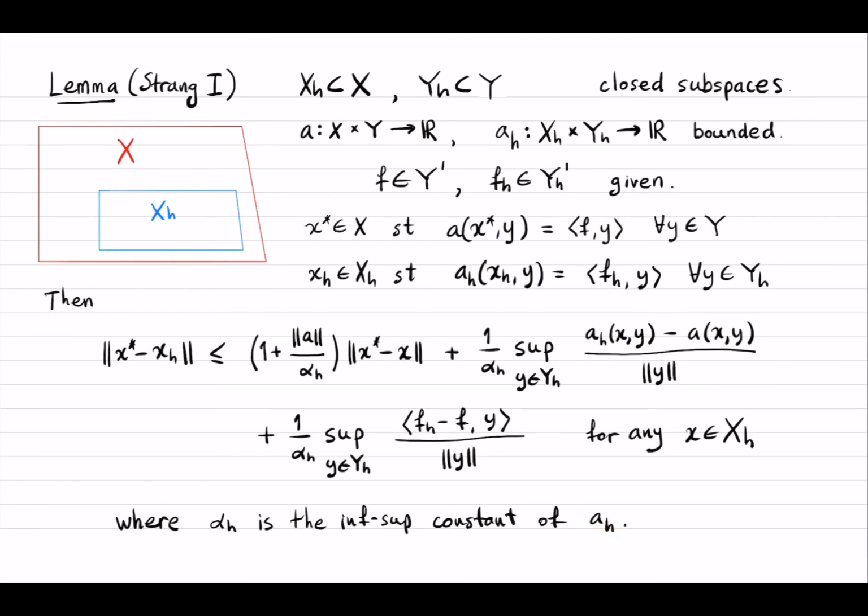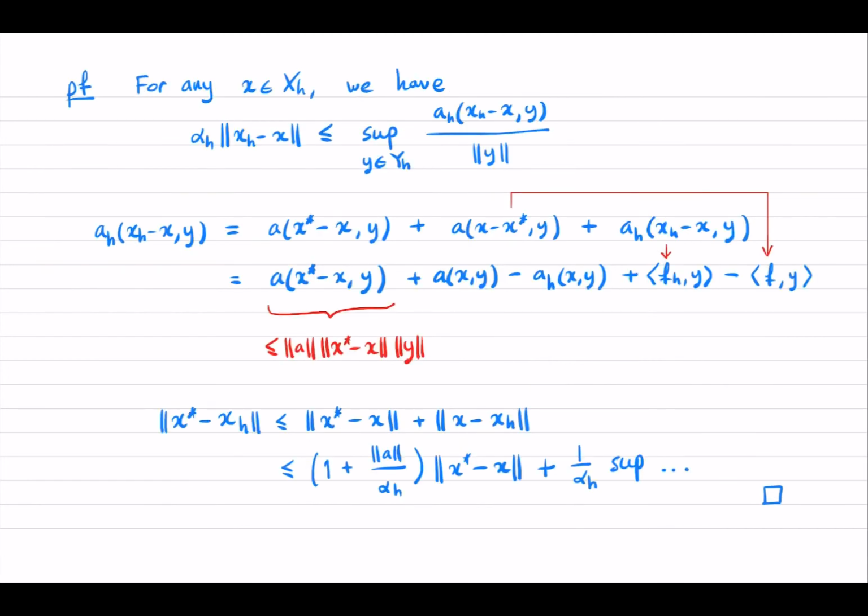The proof is not very hard, it's actually very straightforward. You pick an arbitrary element from the finite element space, then this difference is in the finite element space, this difference.